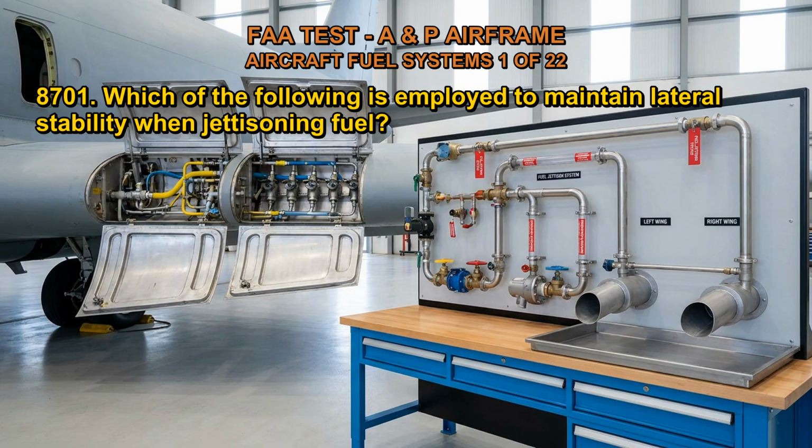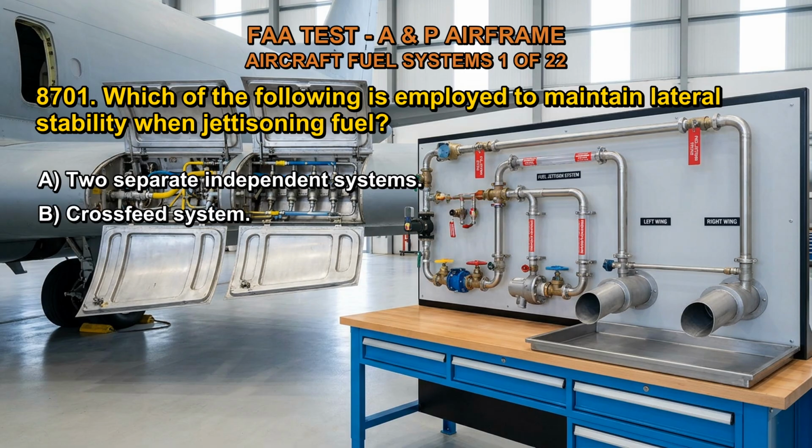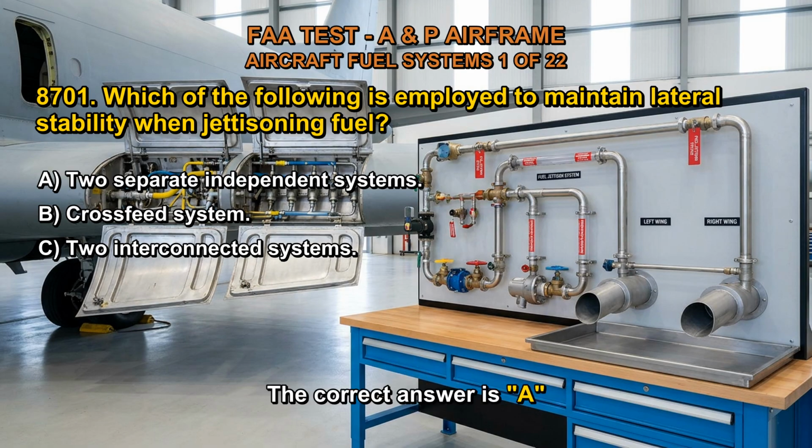Q8701. Which of the following is employed to maintain lateral stability when jettisoning fuel? A. Two separate independent systems. B. Crossfeed system. C. Two interconnected systems. The correct answer is A.